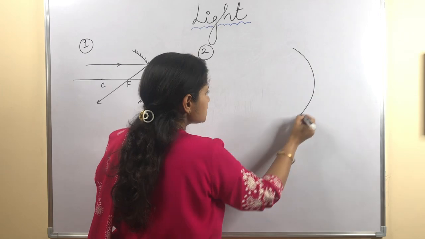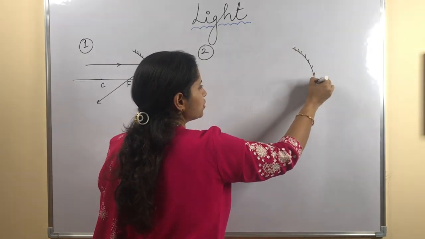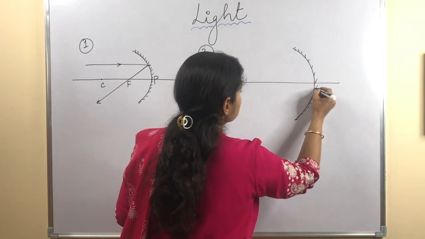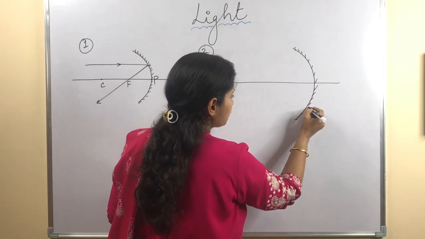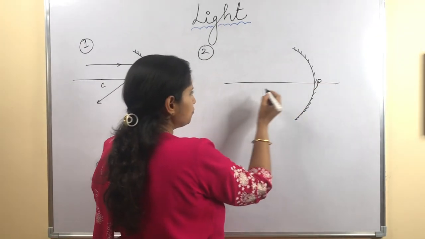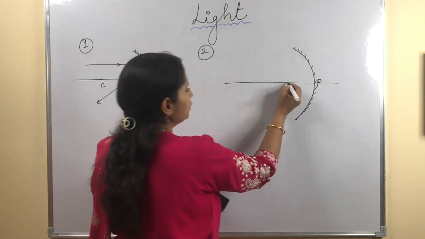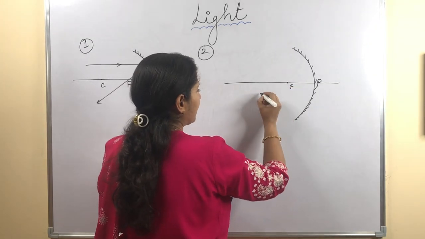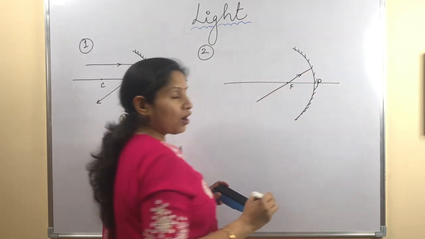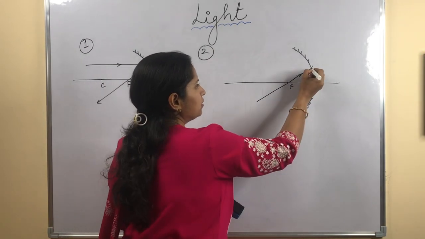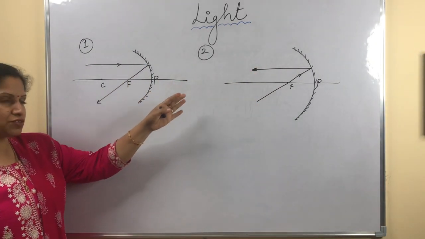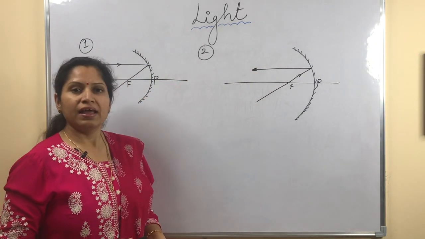says that it's just the opposite of the first rule. Whenever you are drawing any ray diagram, don't forget to show the polished surface by showing these lines. So, the second rule is just the opposite of the first rule. It says that if any ray of light is passing through the focus, then after reflection from the mirror, it will go parallel to the principal axis.